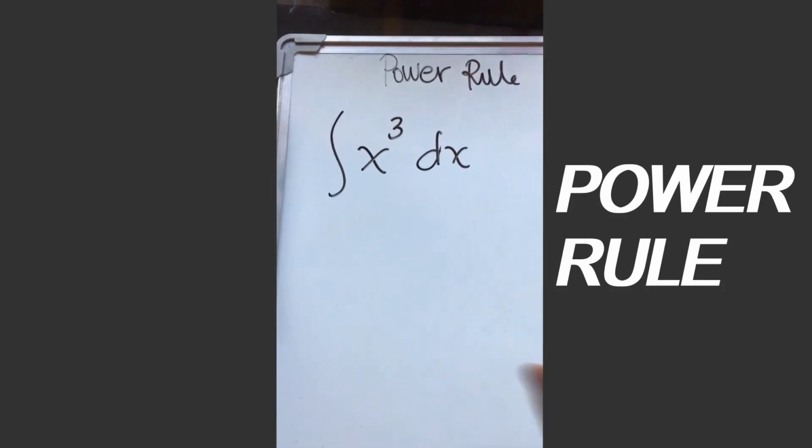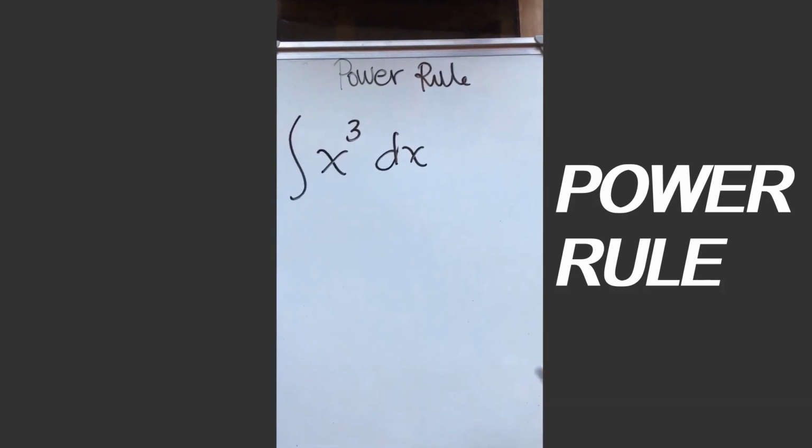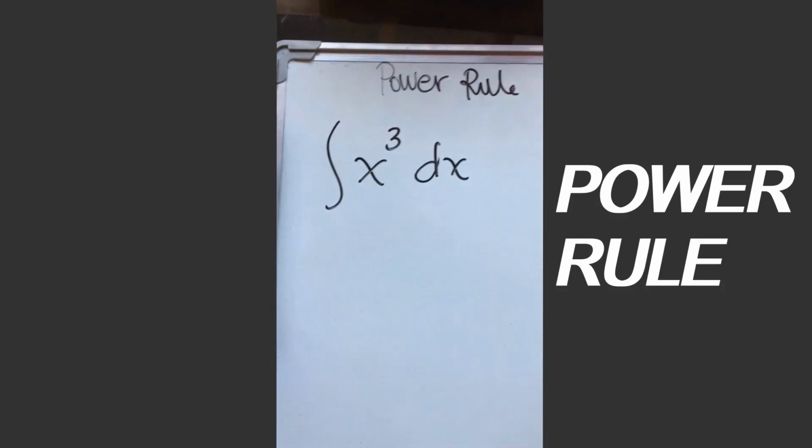Next example, we have the power rule. So we are going to use the power rule of this one. Bakit siya tinawag na power rule? Because of the presence of our exponent.